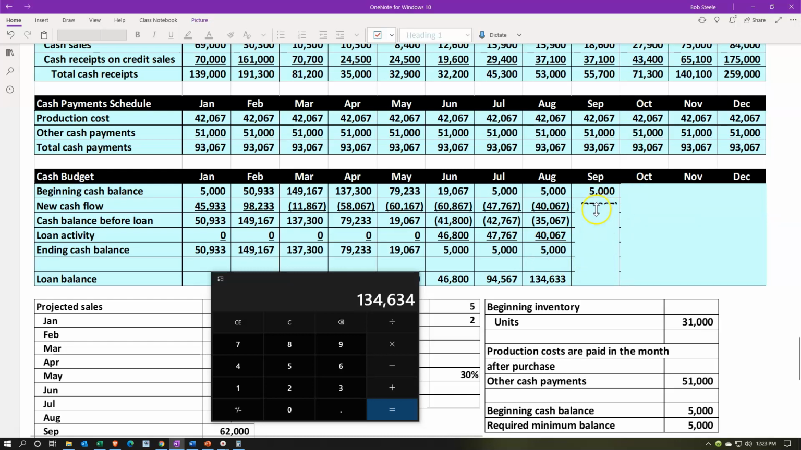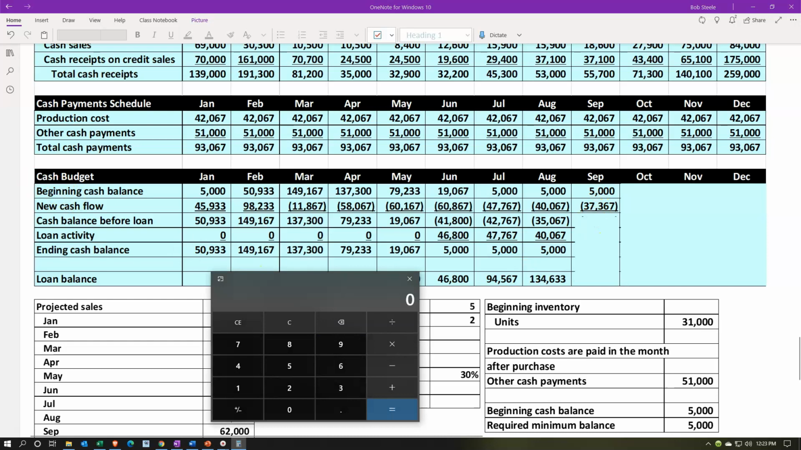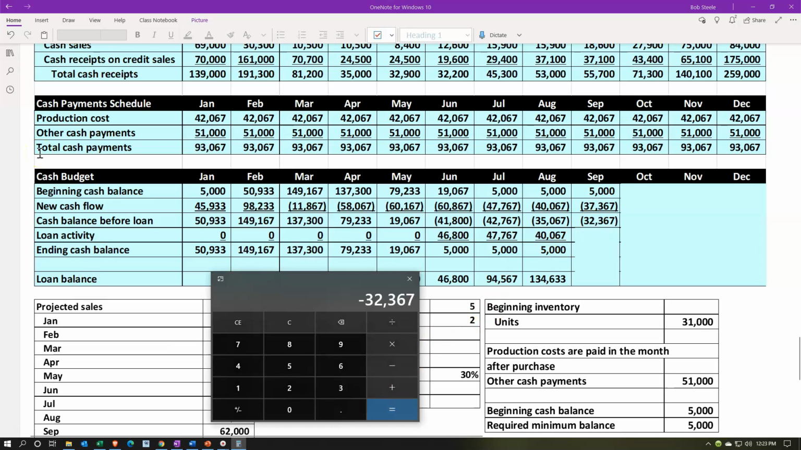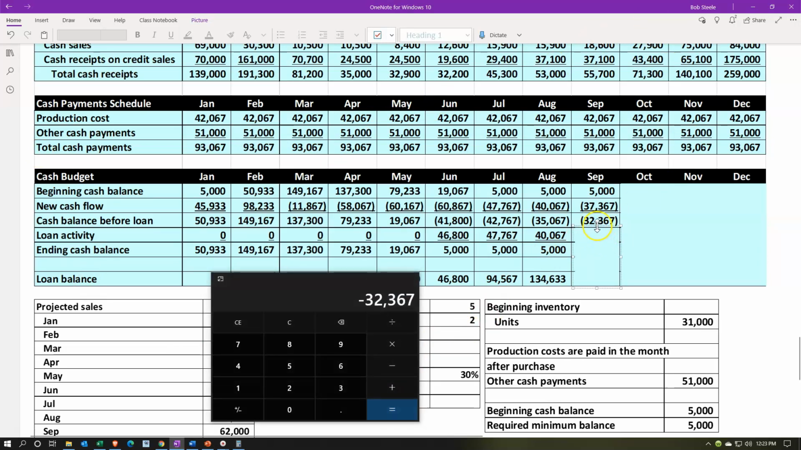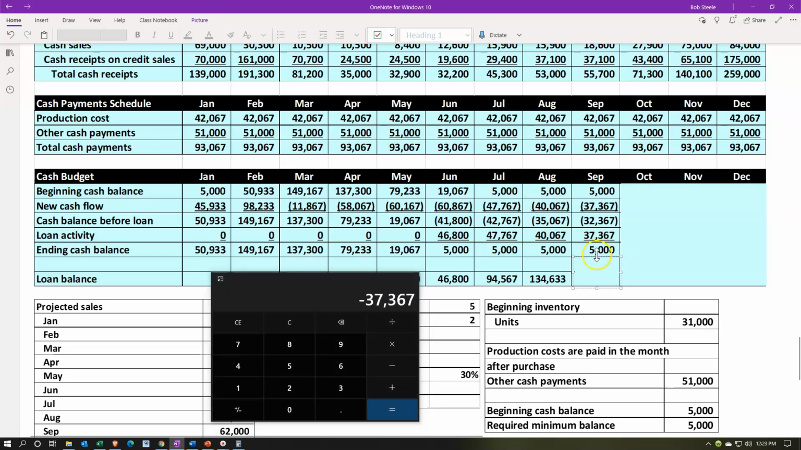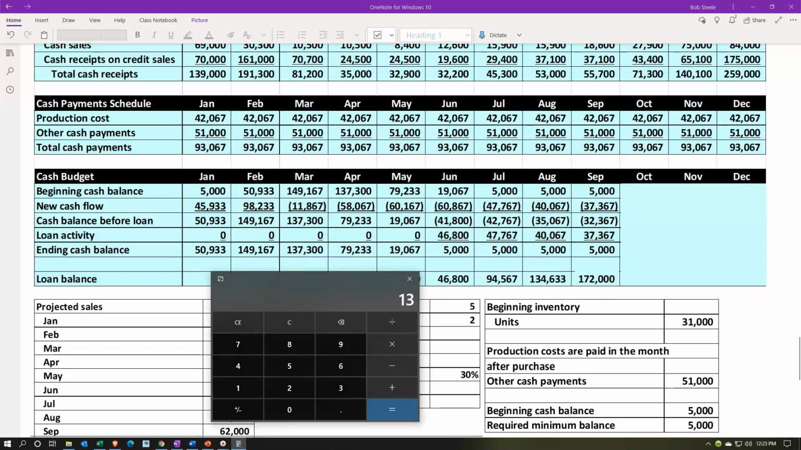So we started at the 5,000. We're still in the negative on the cash flow at the 55,700 minus the 93,067, 37,367. If I add that to the 5,000 plus the 5,000, that's going to give us 32,367. We need to get up to the 5,000 minimum balance, so minus the 5,000. That means we need a 37,367 loan to get to the 5,000 minimum balance. Our loan's still climbing. We were at 134,633 plus 37,367, which is this number here, brings us to the loan balance at the 172,000.